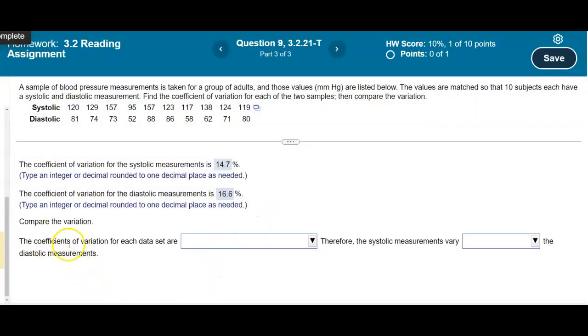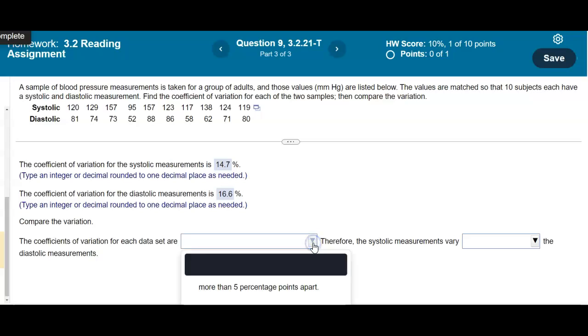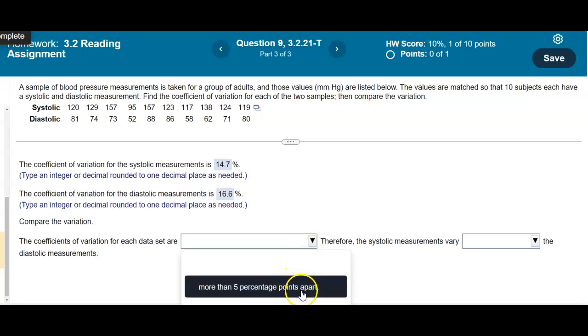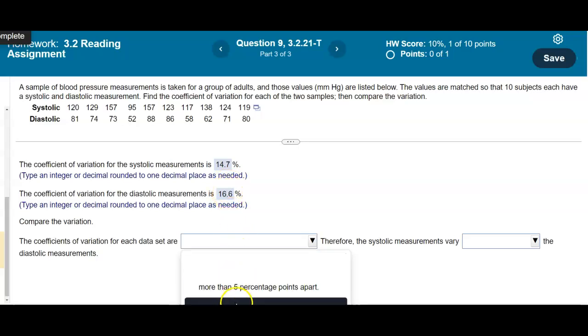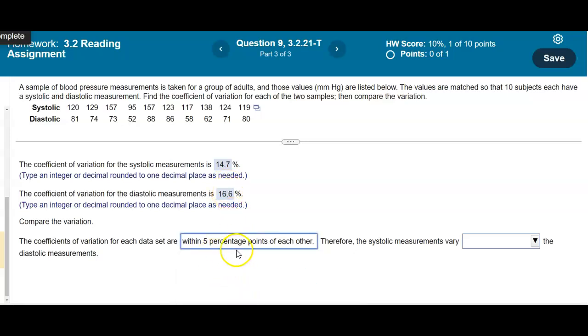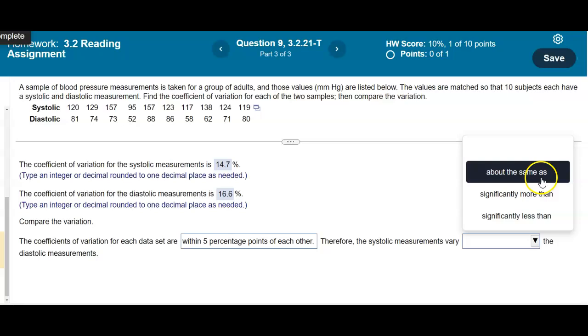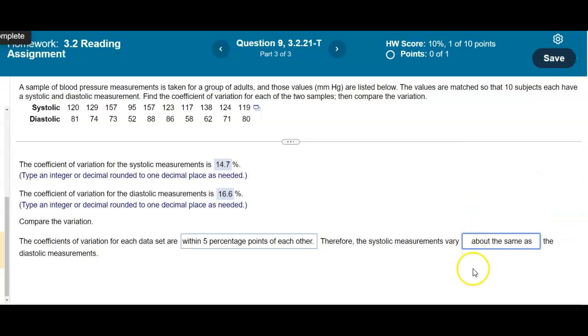Now it says we want to compare the variation. We would say the coefficients of variation for each data set are not more than 5 percentage points apart, because if you subtract these two, the difference is less than 5%. So we'd say that they're within 5 percentage points of each other. Therefore, the systolic measurements vary about the same as the diastolic measurements.